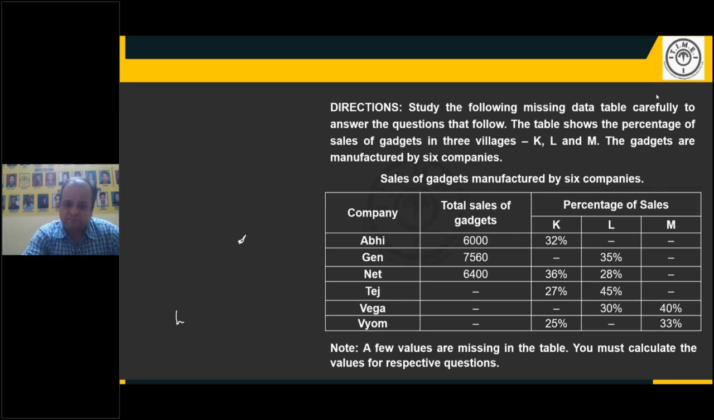So there are 6 companies: Abhi, Gen, Net, Tej, Vega, and Vio. Some of the values for total sales of gadgets for these companies have been given, and some percentages have also been given for these 3 villages. It is also to be seen that any company is doing sales in only these 3 villages. The total sum of all the percentages should be 100%. So let's try with this.